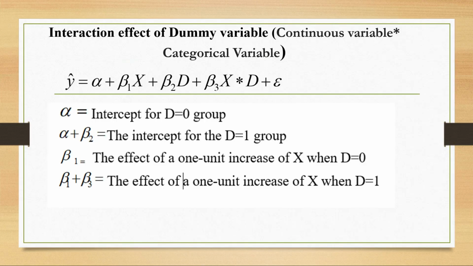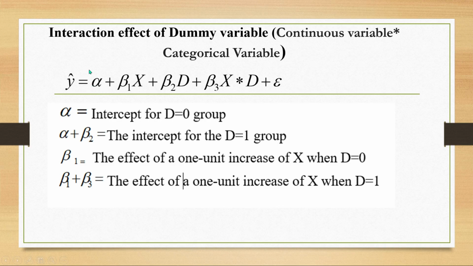So let's get started. Here you can see the interaction effect regression model, where this is the dependent variable, alpha is the intercept term, x is the continuous variable, d is the dummy variable, and x into d is basically the interaction between the continuous variable and the categorical variable. So when there is an interaction effect, you cannot simply explain the result like the normal regression model. It is a little bit tricky to explain when there is an interaction effect between continuous and categorical variables, or categorical to categorical variables. So I will try to explain in easy terms.